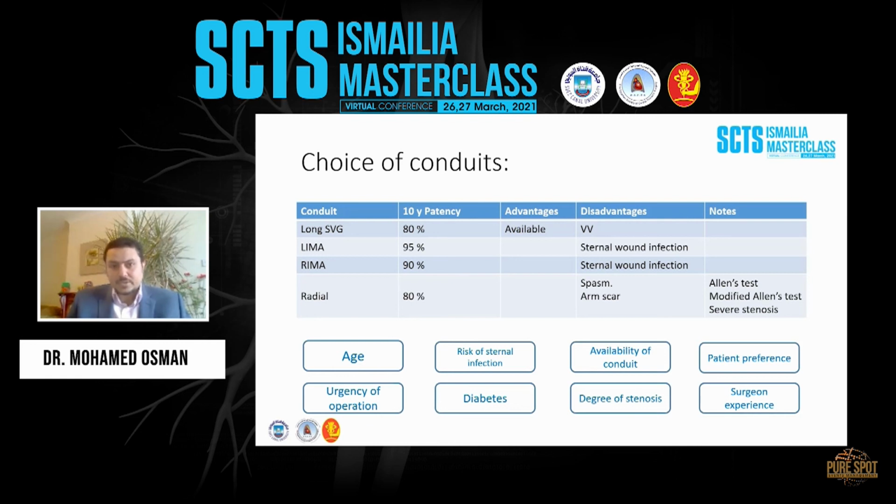Before taking the radial artery, we usually do the Allen test in the clinic, and I'd advise doing what's called the intraoperative modified Allen test. Simply after dissecting the radial artery, we ask our anesthetist to put a pulse oximeter on the same hand from which we're going to harvest the radial artery, and we put a bulldog on the radial artery and watch the pulse oximeter.